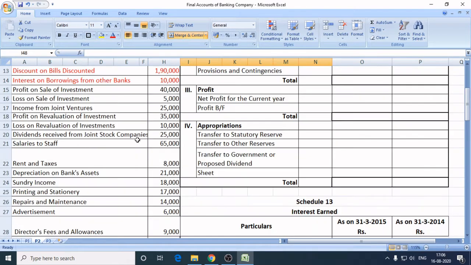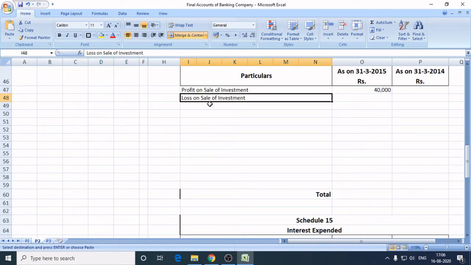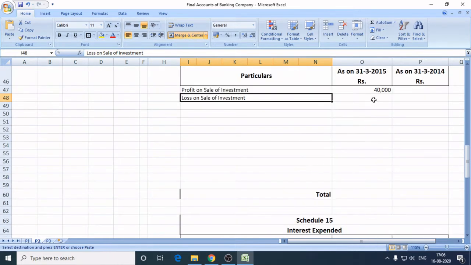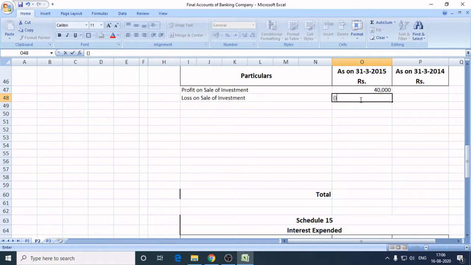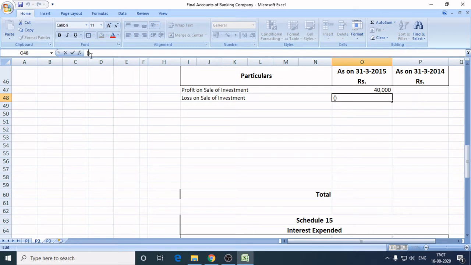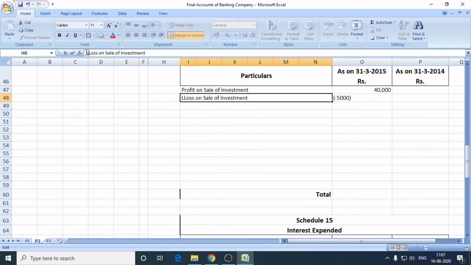Okay, now the next in the problem is loss on sale of investment. Now it is a loss, and we have to adjust that loss from schedule number 14 only. And what is the figure? The figure is 5,000. Always show the loss figures in brackets, with a sign of minus 5,000, and it is a loss, so we have to deduct that loss.